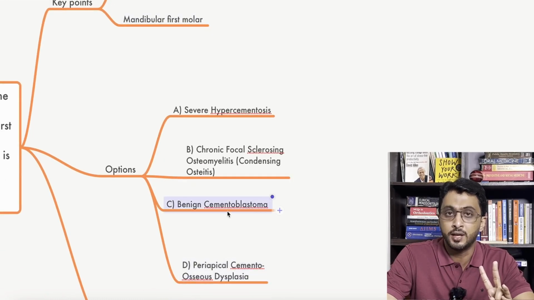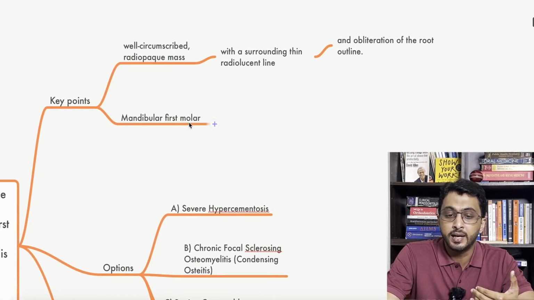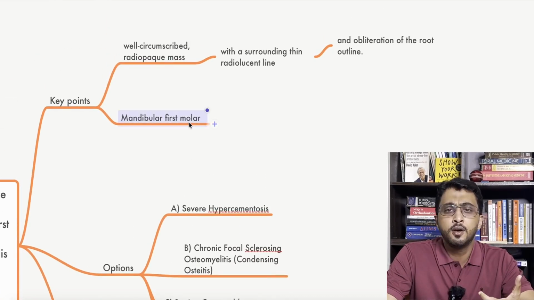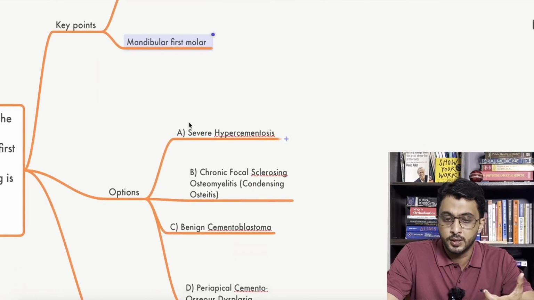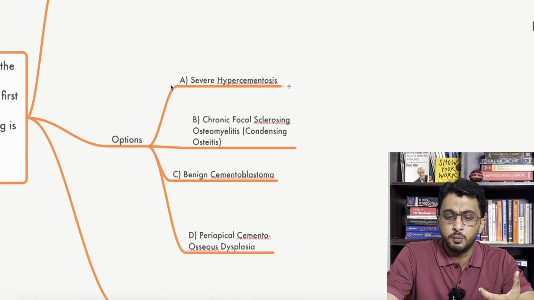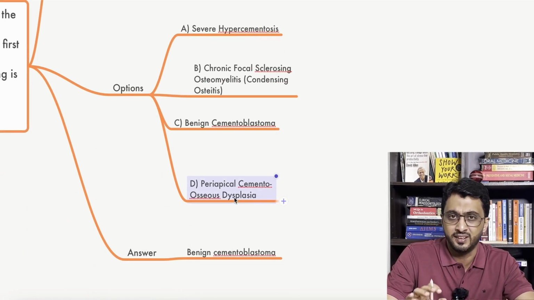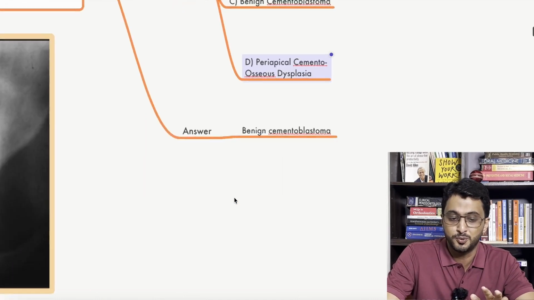So this is cementoblastoma. Cementoma is periapical cemental dysplasia, which we commonly see in the mandibular anterior. Basically, benign cementoblastoma is seen in the mandibular first molar, and besides that, it's a radiopaque mass. If you come to periapical cemento-osseous dysplasia, it's mixed radiolucent radiopaque. We're going to come to that.